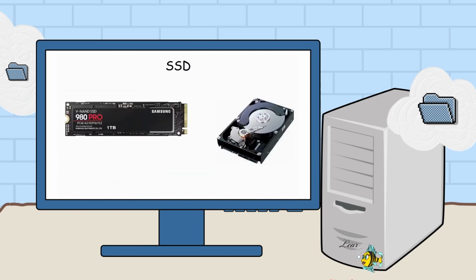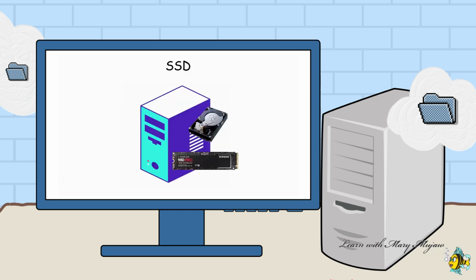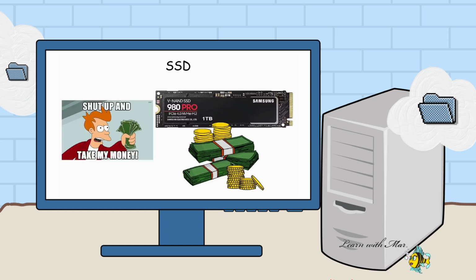SSD. The solid-state drive has the same function as a hard drive, but it's faster and more durable because it doesn't use a spinning disk and small wire, but a memory chip. In some computers, it is used with the hard drive, or just the SSD alone. It's more expensive than a hard drive, but it has become the standard due to its quality.